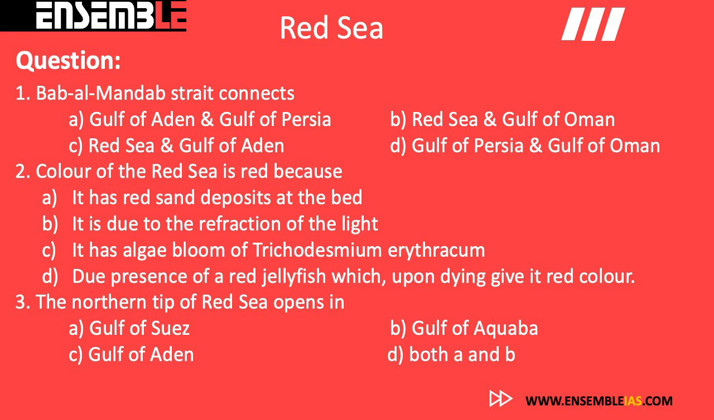The second question can be: the color of the Red Sea is red because: A. It has red sand deposit at the bed, B. It is due to the refraction of the light, C. It has algae bloom, D. It has presence of red jellyfish which upon dying gives it red color.